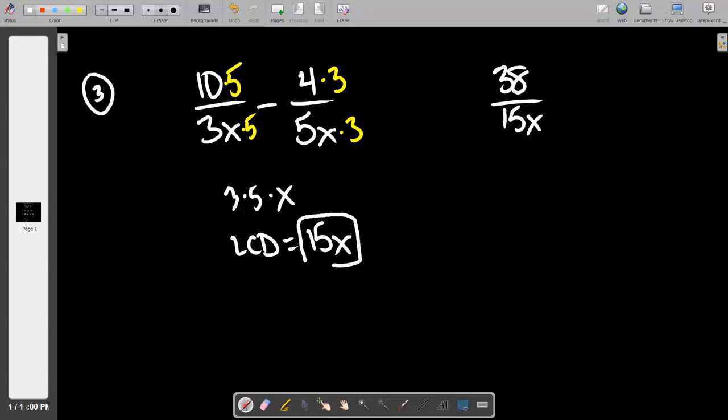Do you agree that the least common denominator is 15x? Yes. Okay. So do you agree that the bottom of this fraction as 3x only needs to be multiplied by 5 to turn it into this? You need to put the x there. Where?